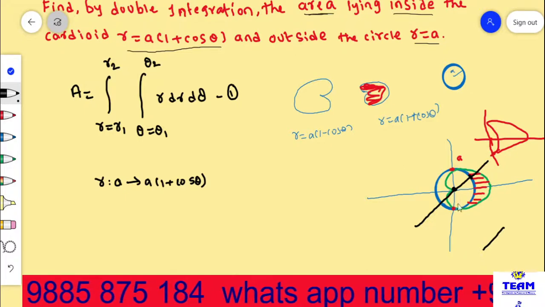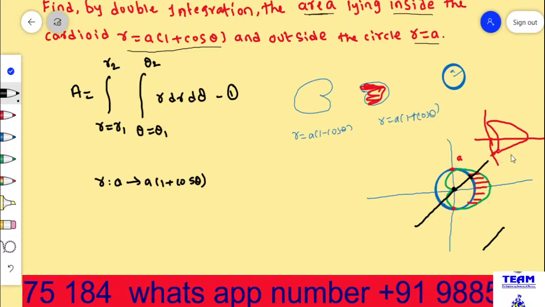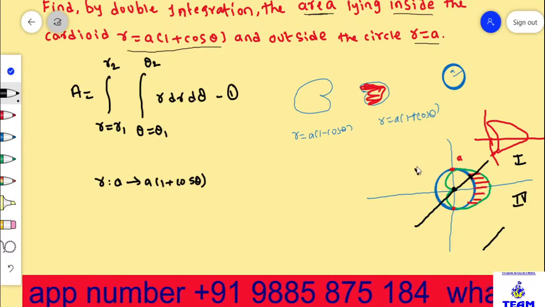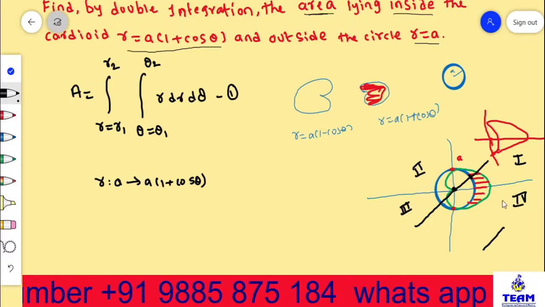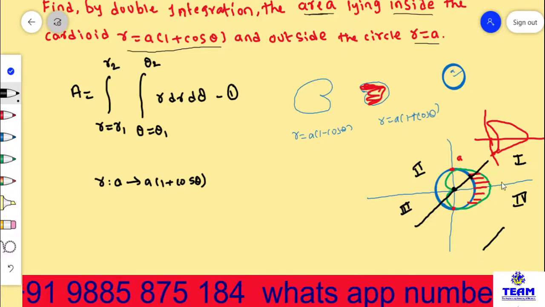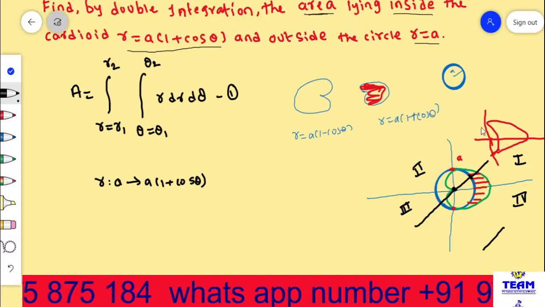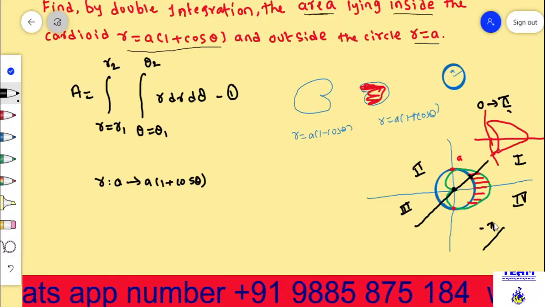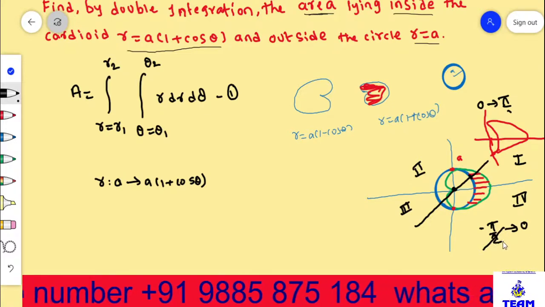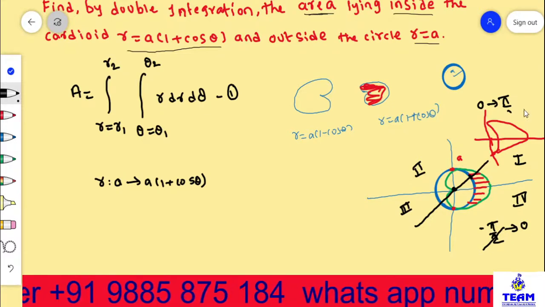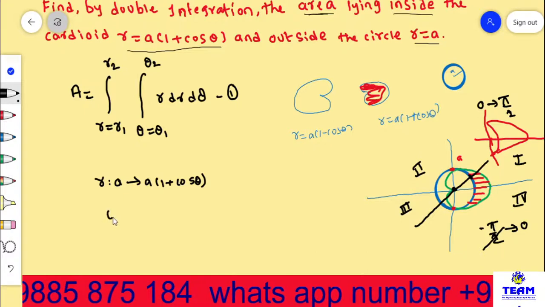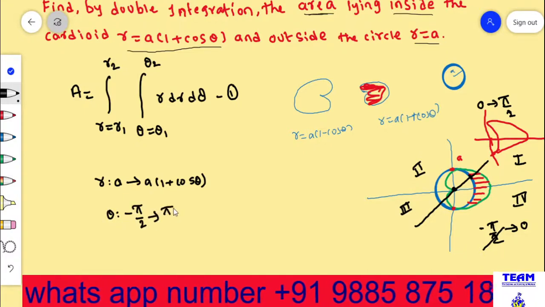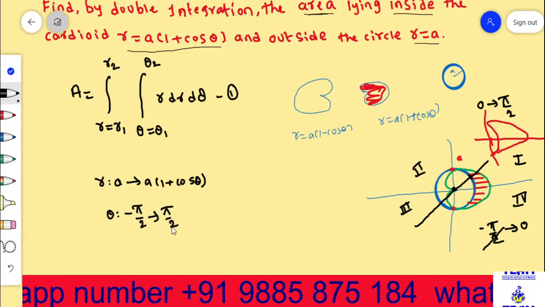The angle. Friends, you see, this is occupied in how many quadrants? It is the first quadrant and the fourth quadrant. This is the second, this is the third, and this is the fourth. So the fourth and first. Here you can say it is 0 to pi by 2, and here, minus pi by 2 to 0. Can I say like this? Yes. So in total, theta is from minus pi by 2 to pi by 2. That's it. Is it clear for everyone?